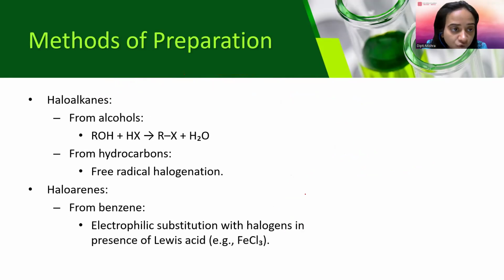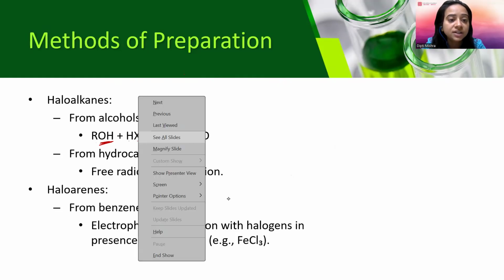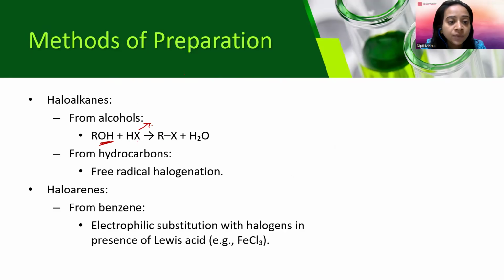Now, method of preparation. How can we basically prepare? So haloalkanes from alcohol. We know that this OH group is known as alcohol. So alcohol plus HX. HX means hydrogen halide. Again, X can be fluorine, chlorine, bromine, and iodine. So basically this X is your fluorine, chlorine, bromine, iodine; hydrogen halide. Halide came from halogen. What will it form? It will form haloalkane plus water.